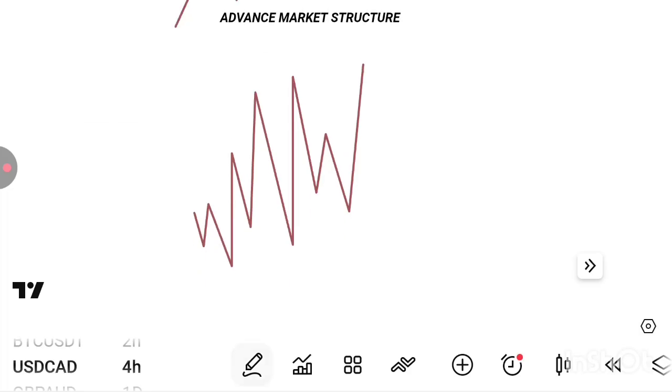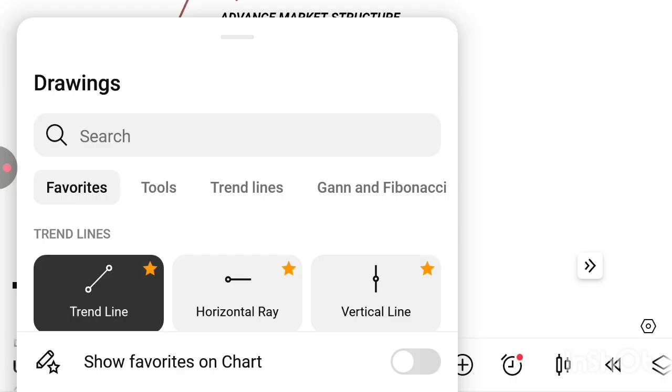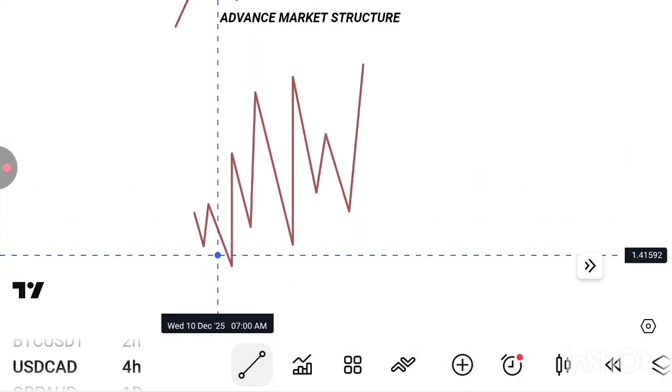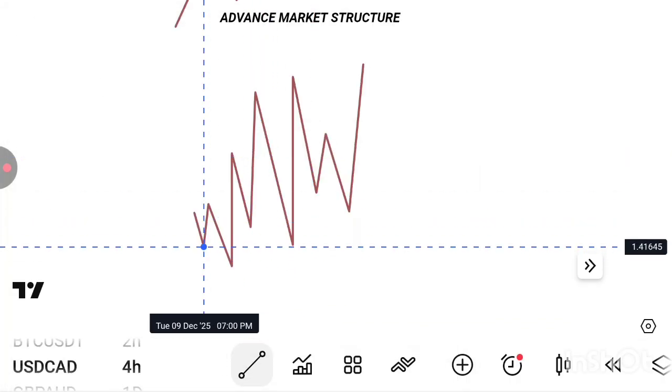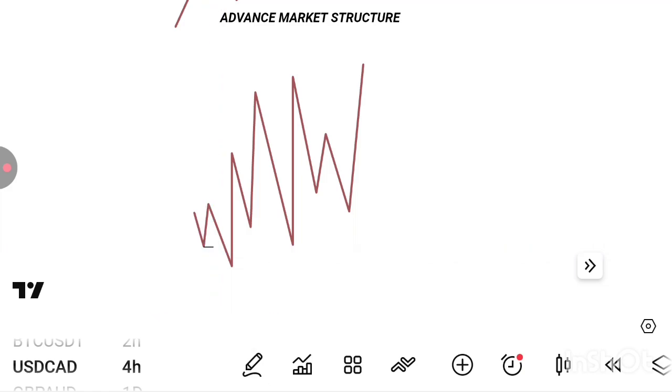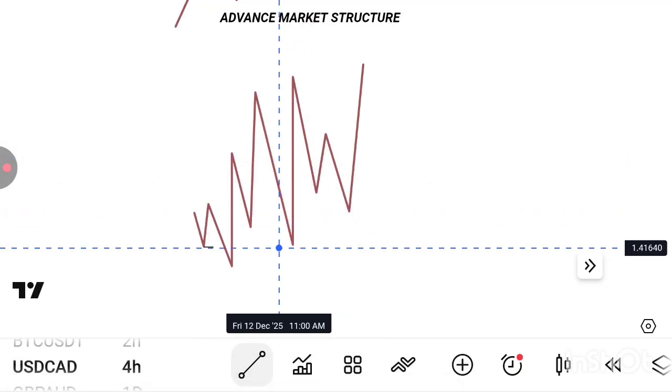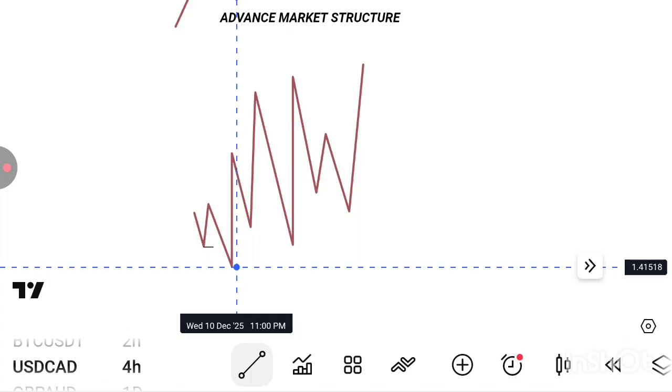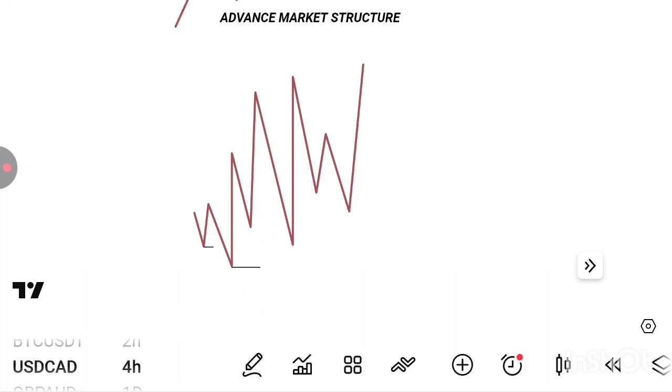Are you getting it now? So price will always, first of all, sweep, right? So price sweeps this particular level. Most of the time it then forms this particular low. This particular low is known as the A leg, you can call it the A leg, right?